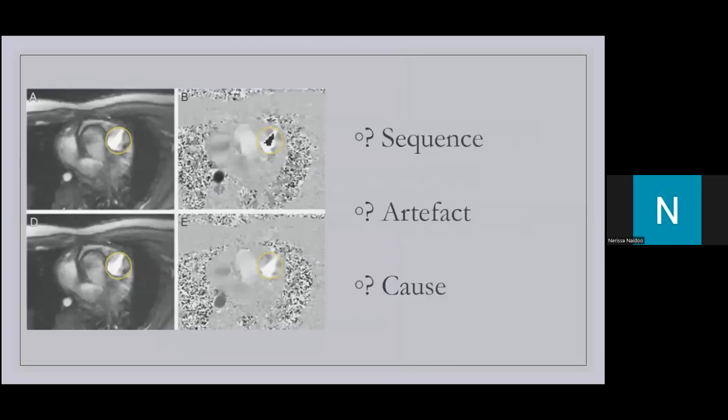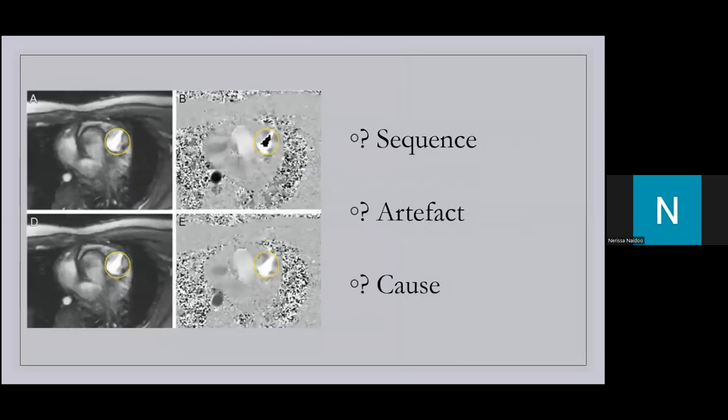Okay, moving on. Anyone want to guess what this is? If you can tell me what sequence it is, what sort of artifact and cause. Anyone feeling up to the challenge? Okay, so this is a phase contrast sequence image. Yes, correct. And the artifact, can anyone identify the artifact? Aliasing? Yes, well done. And the cause? Yes, sorry, I didn't hear you there. It is the incorrect venc. Well done.